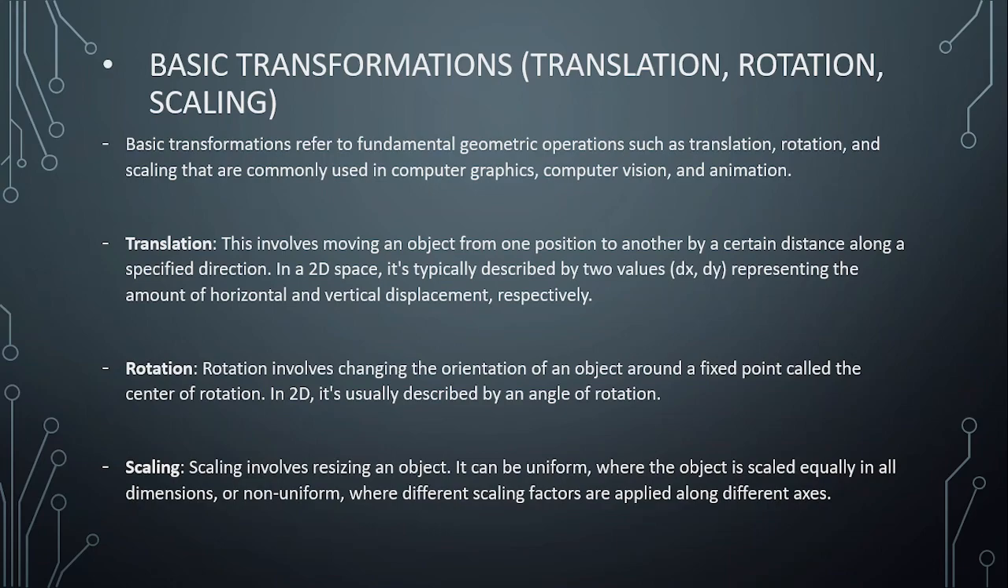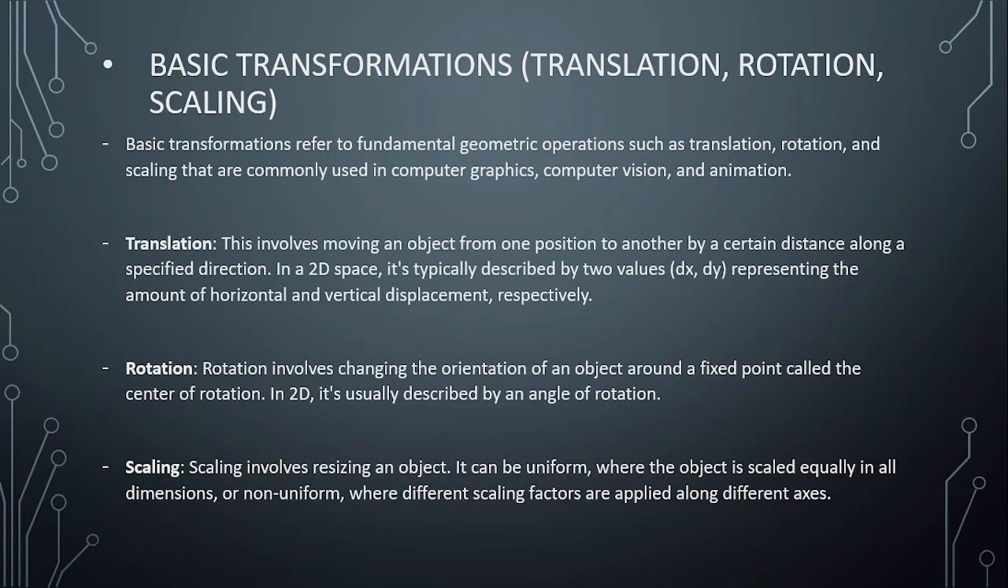This involves moving an object from one position to another by a certain distance along a specified direction. In a 2D space, it's typically described by two values, dx and dy, representing the amount of horizontal and vertical displacement respectively.